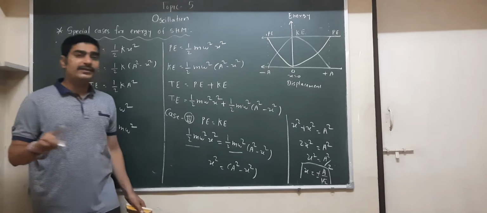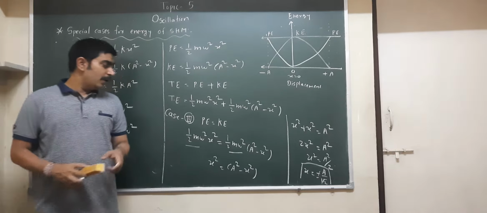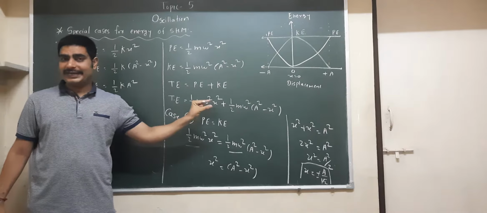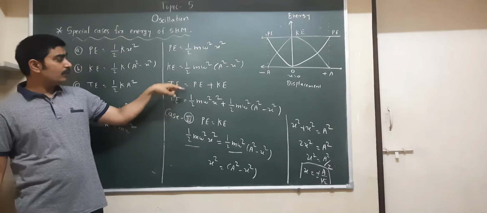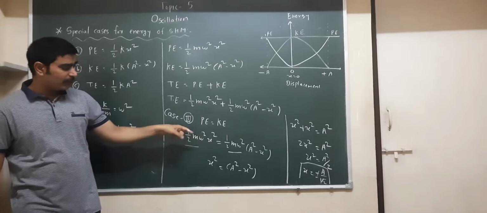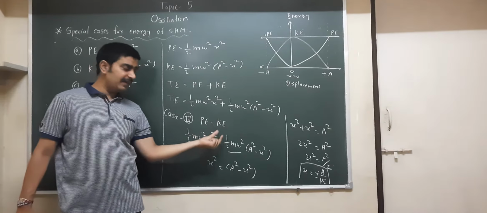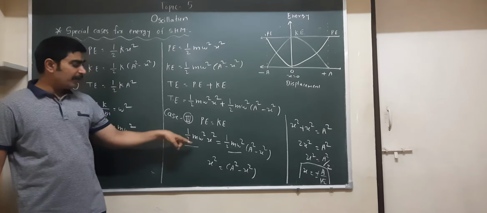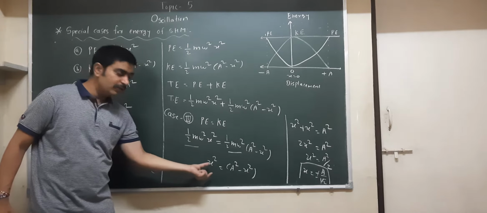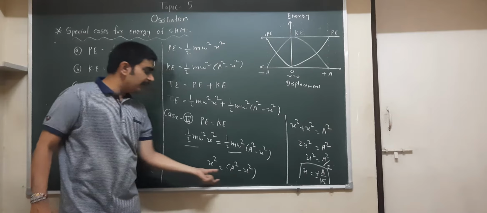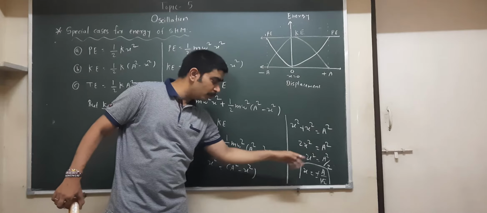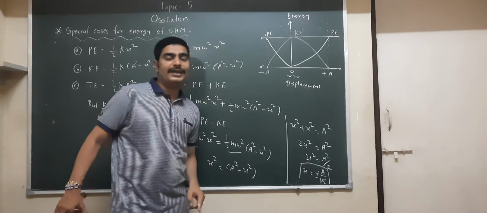Friends, I am going to explain case number 3 once again. What does case number 3 say? If the potential energy is equal to the kinetic energy, then we have to use the formula: half m omega square x square for potential energy, and for kinetic energy, half m omega square (a square minus x square). So half m omega square will get cancelled. x square is equal to a square minus x square. Then it will become twice x square is equal to a square, x square is equal to a square upon 2, x is equal to plus minus a by root 2.